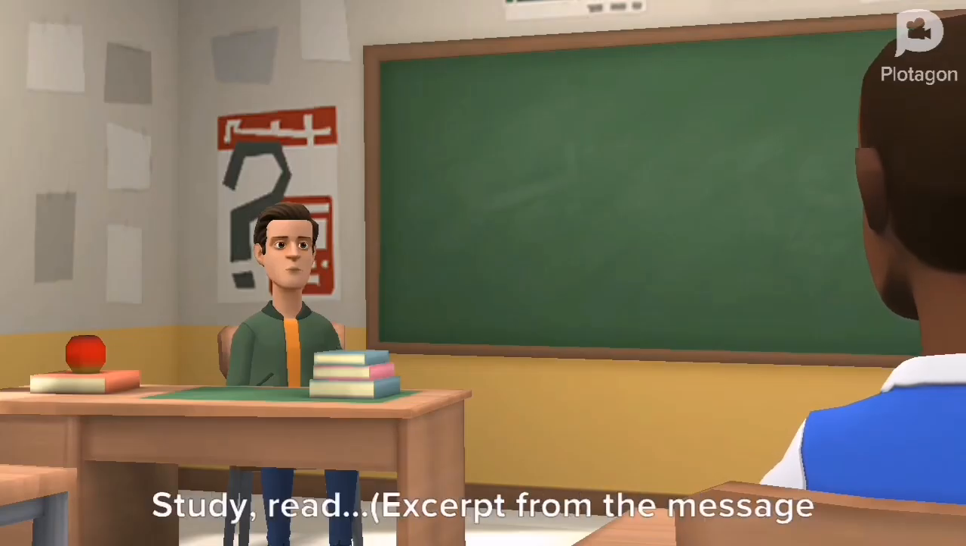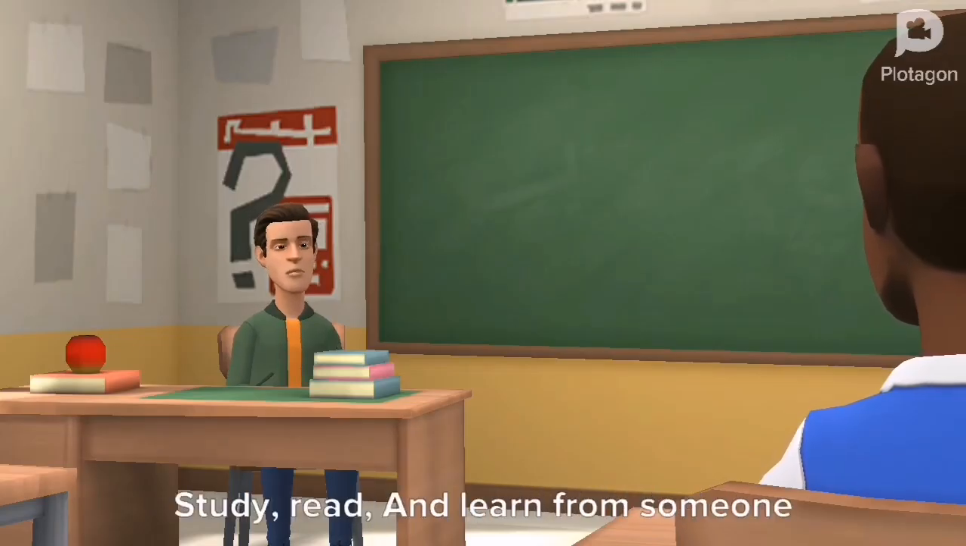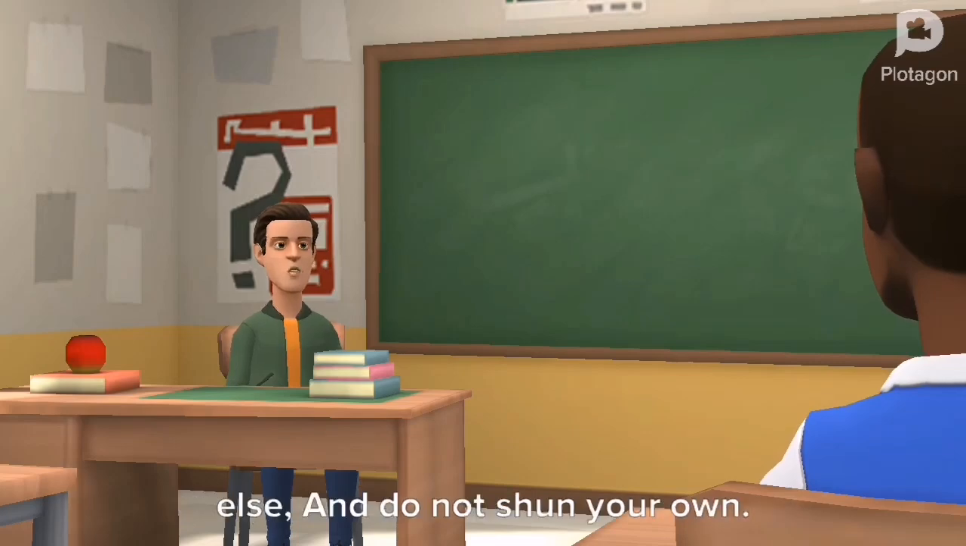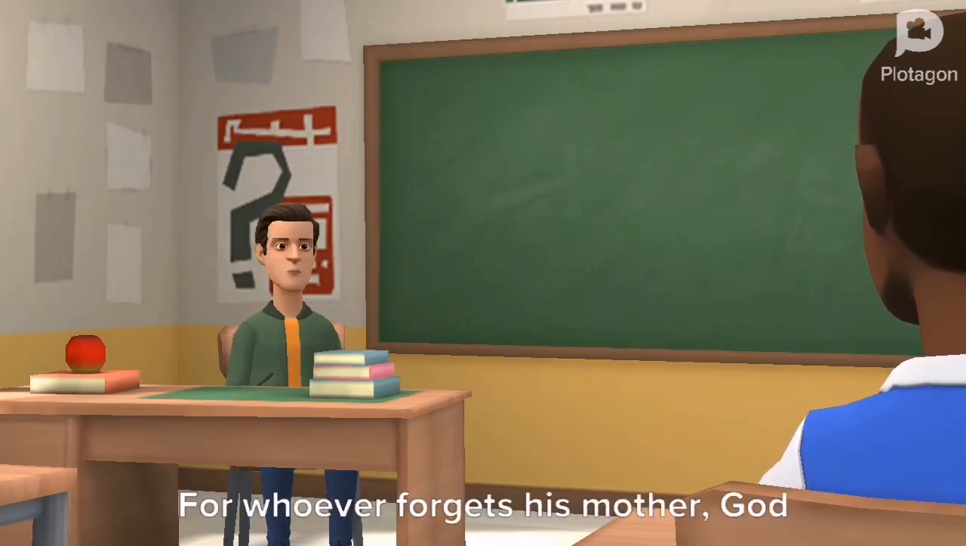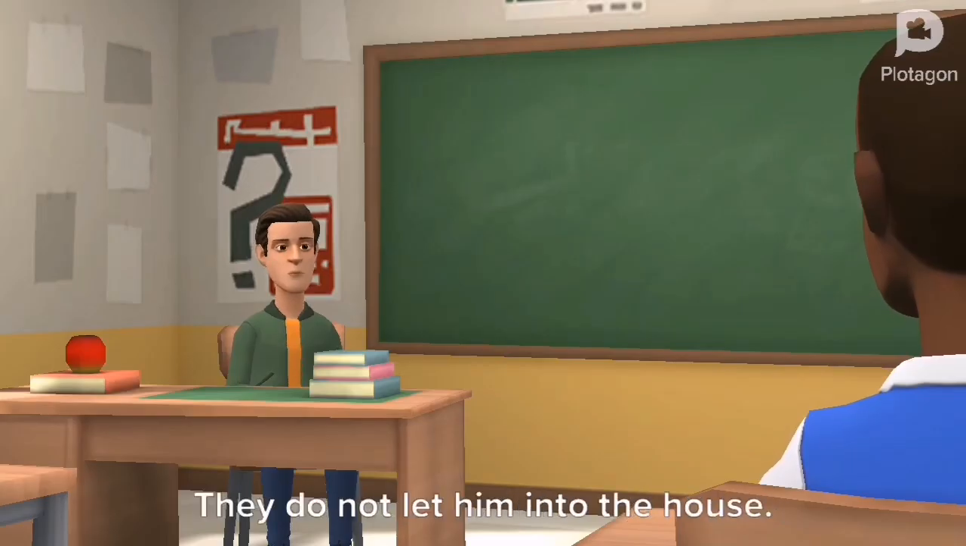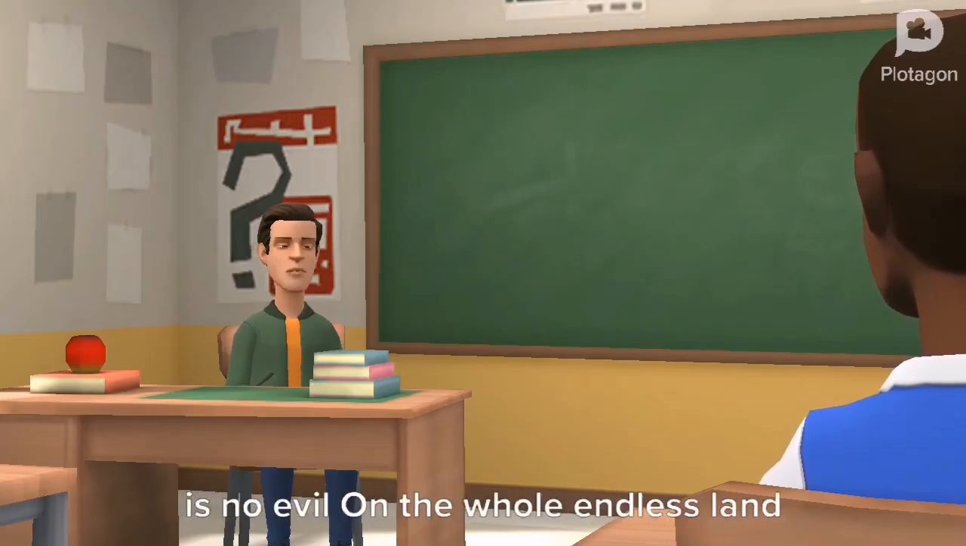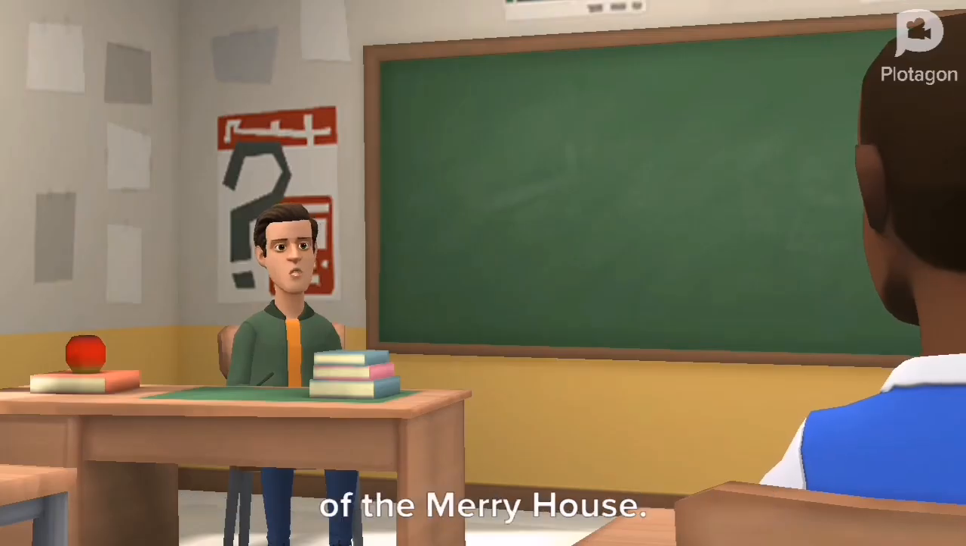Let me read, study, read. Excerpt from the message, both the dead and the living. Study, read, and learn from someone else, and do not shun your own. For whoever forgets his mother, God punishes him, his children shun him, they do not let him into the house. Strangers drive him away, and there is no evil on the whole endless land of the merry house.